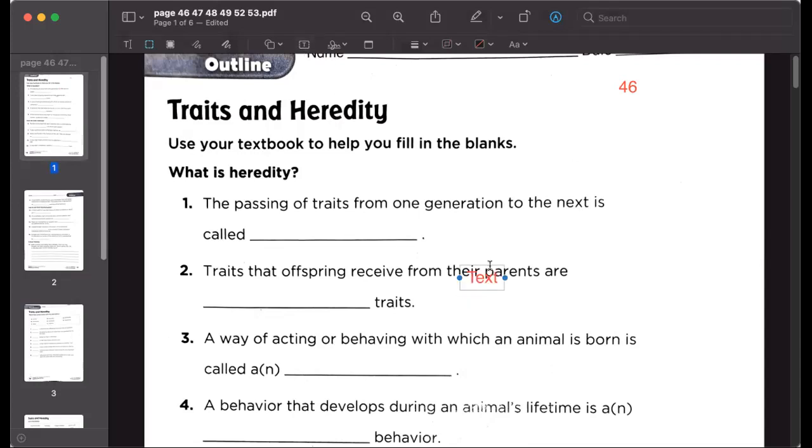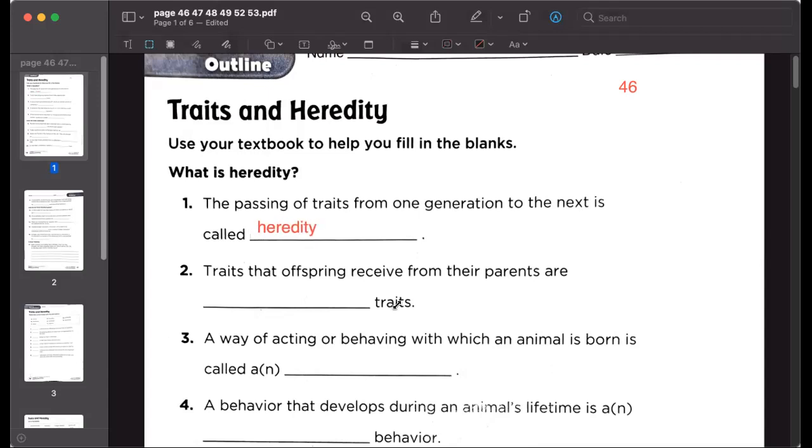That is the first blank. This one is written over here. Number 1. The passing of traits from one generation to the next is called... You know very well this thing. So let's see the answer. Heredity. Very nice. Good.